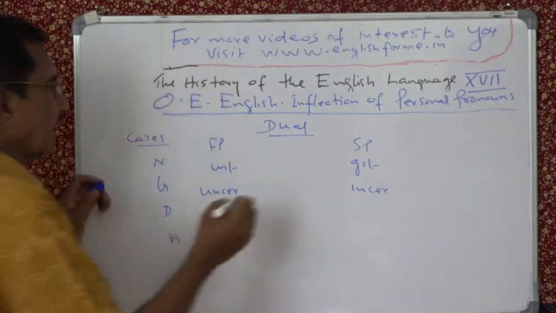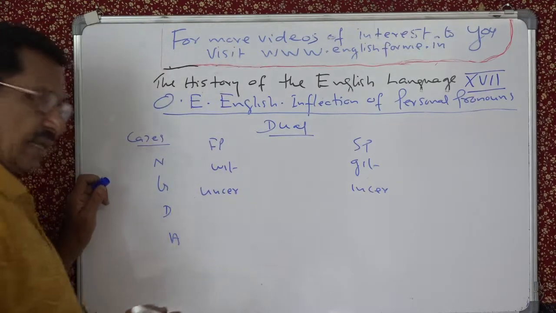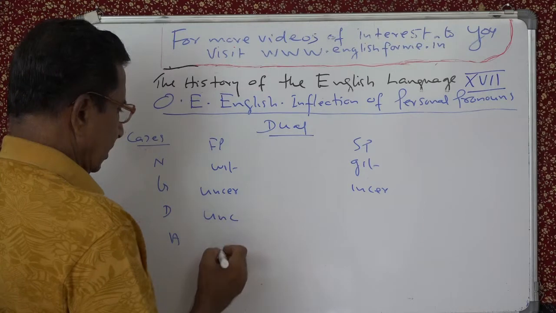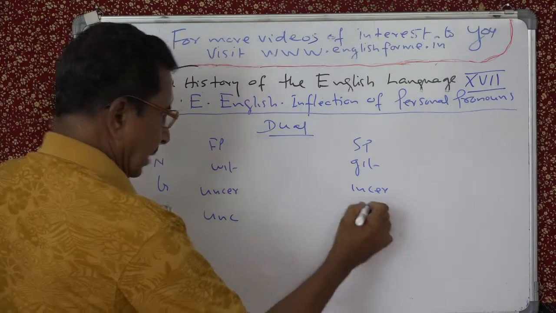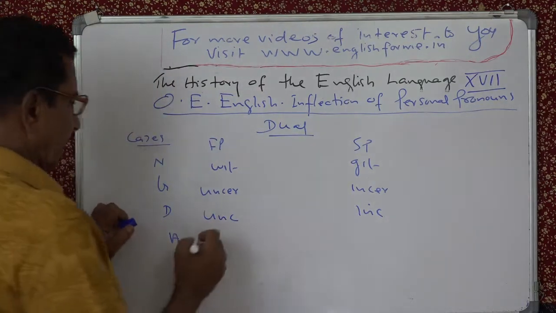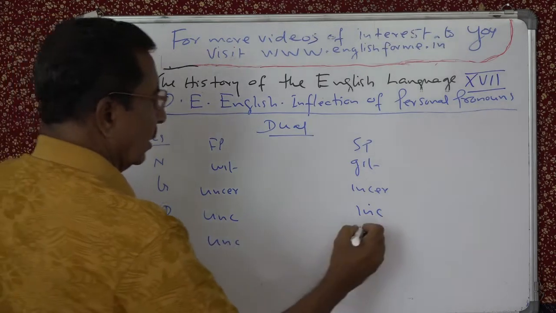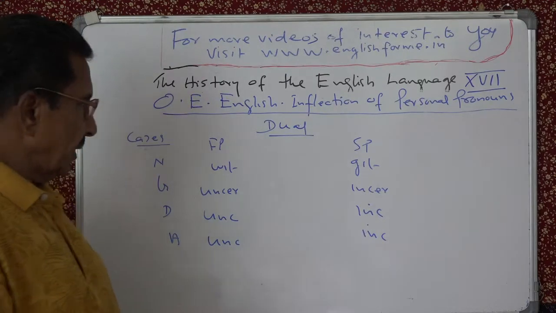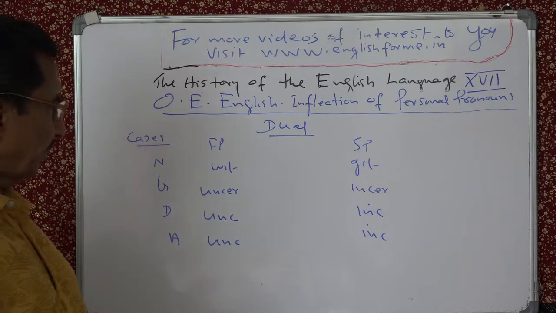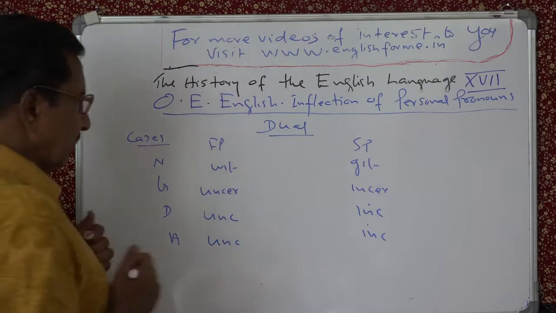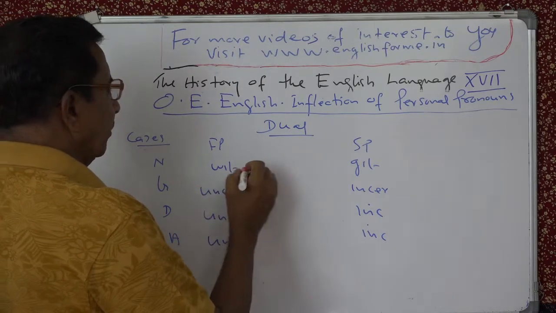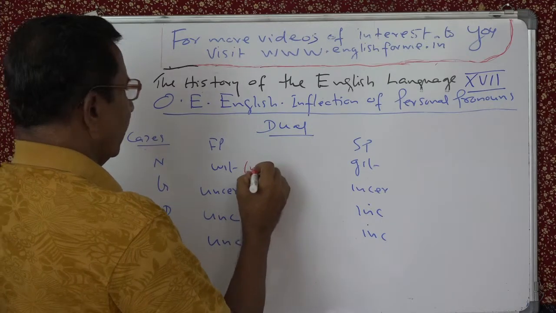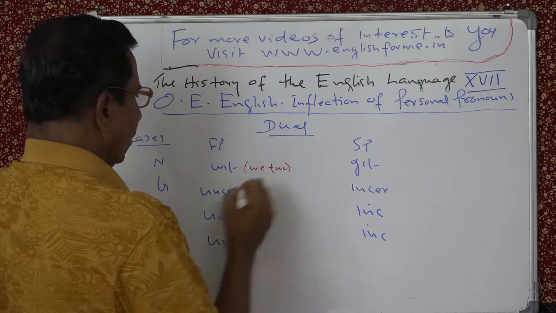Modern English is excellent, and that I will write it then after this. Unc, inc. And same, like I said also, inc. So what does that mean? It means first person, second person. So it means we two.